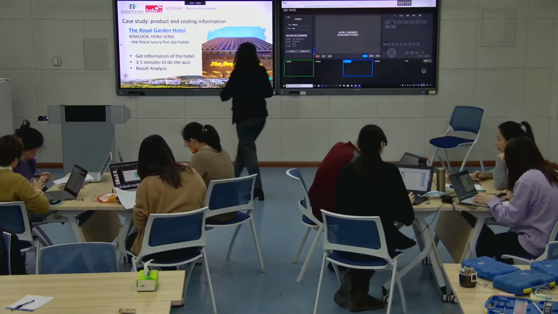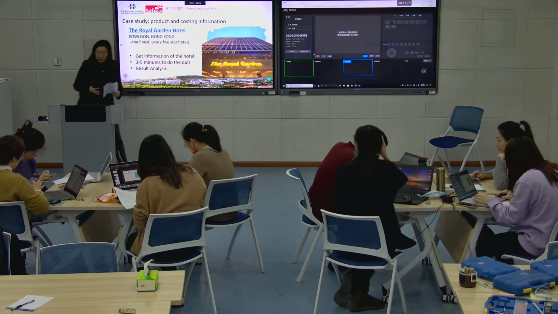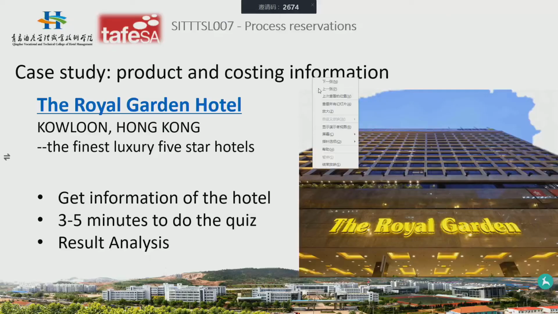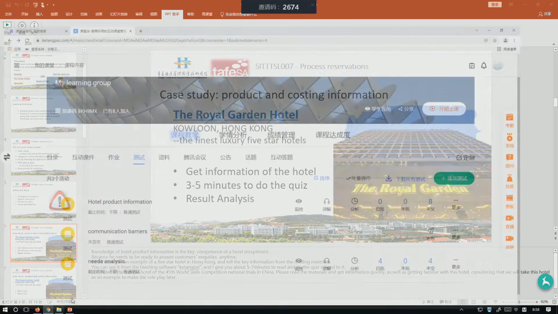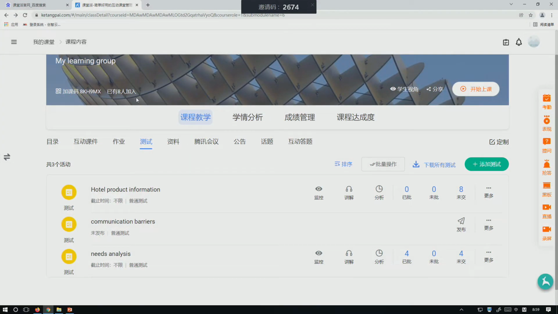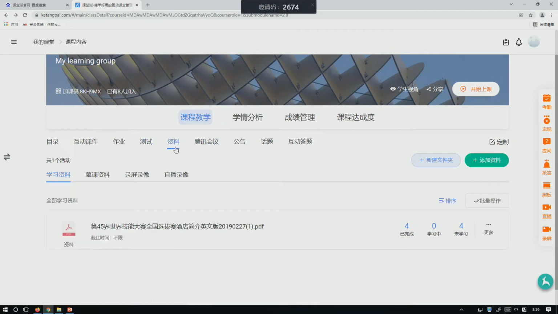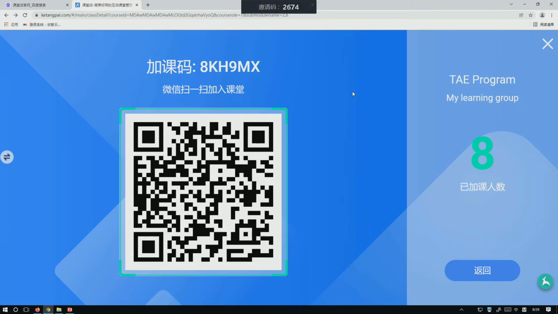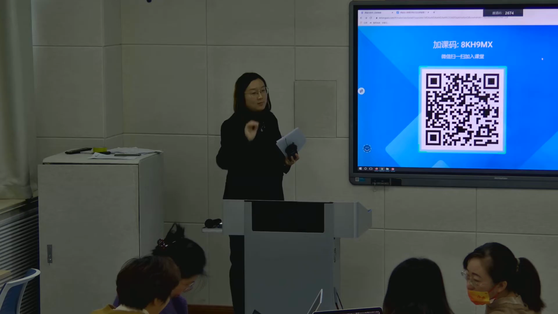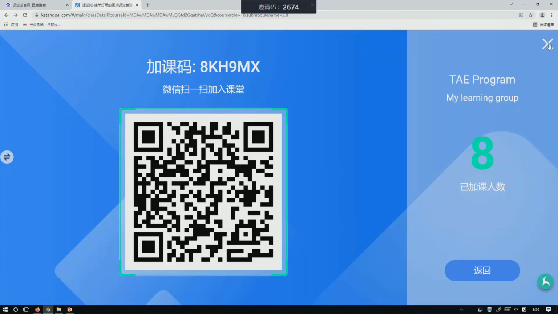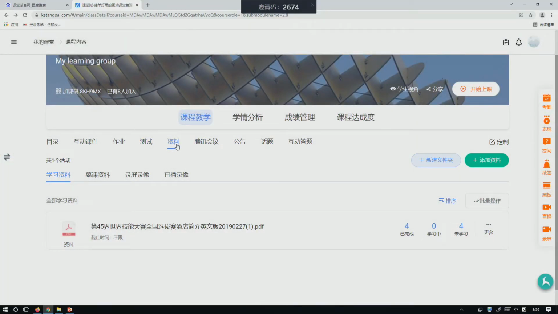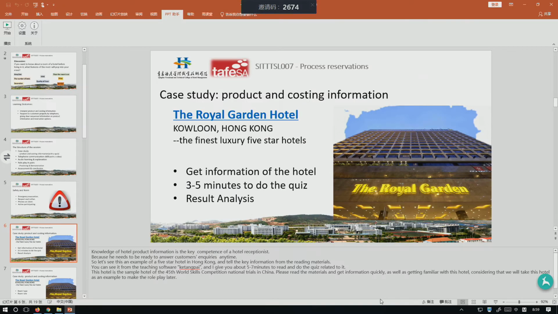I find some of you cannot find the material, right? So I will show it to you. Open the 课堂派 software and the material part. Okay. You read it, and after that, I will give you a simple quiz.